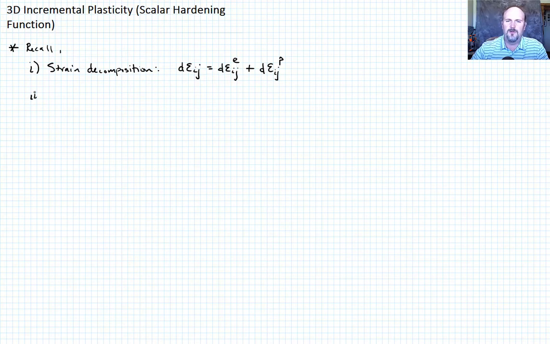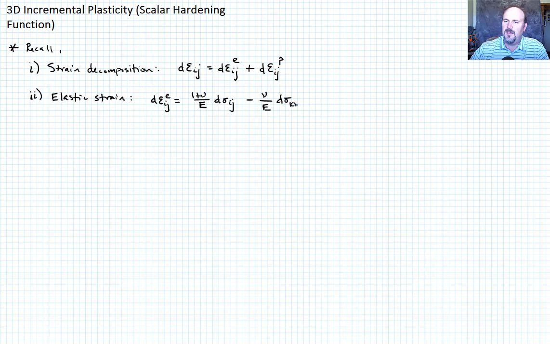Number two, we said that the elastic strain followed Hooke's law. So the elastic strain, or in this case the increment, could be represented as d epsilon ij elastic equal to (1 plus nu) over Young's modulus E times d sigma ij minus nu over E d sigma kk delta ij.